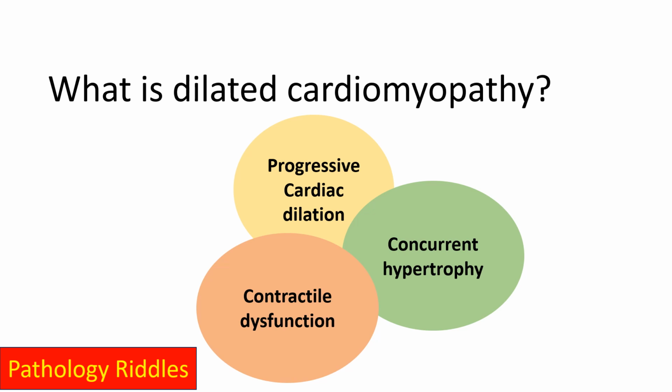What is dilated cardiomyopathy? It is basically a progressive cardiac dilatation. Now, there is concurrent hypertrophy, that is, along with the dilatation, the cardiac muscles are hypertrophied also, but because there is elongation of the fibers, the contractile function is lost. So there is a contractile dysfunction. Basically, it is a problem with the systolic phase of contraction, while hypertrophic and restrictive cardiomyopathy have a problem in the diastolic phase.